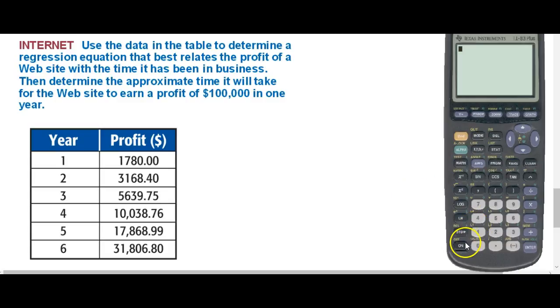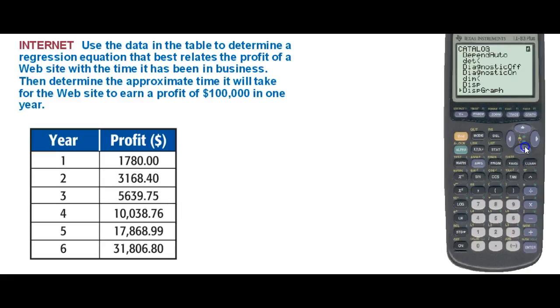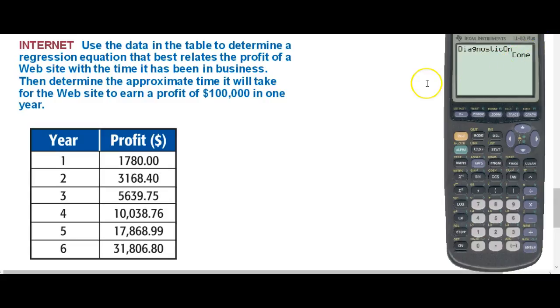So if your calculator isn't set for this, you're going to need to go to second catalog, go all the way down to diagnostics on, and then you're just going to want to click on this and hit enter. It's just going to tell you done. And what this does is it's going to turn on our r squared values so that we can see which function best fits this data.